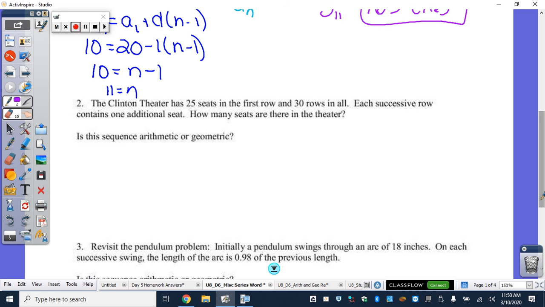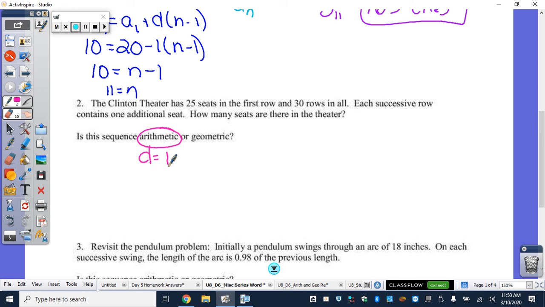So question number 2, we have the Clinton Theater has 25 seats in the first row and 30 rows in all. Each successive row contains one additional seat. How many seats are there in the theater? So what kind of a sequence do we have? Arithmetic again. This time our common difference is +1 because each row going back has one more seat than the row before it did. So we have a common difference of 1 here.